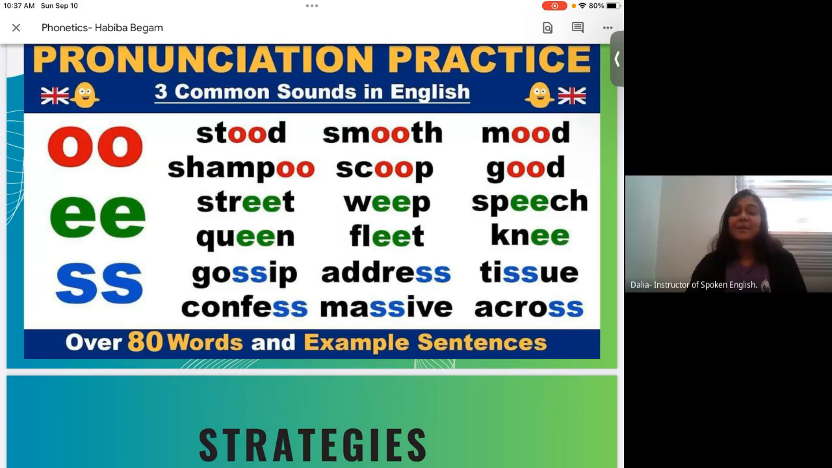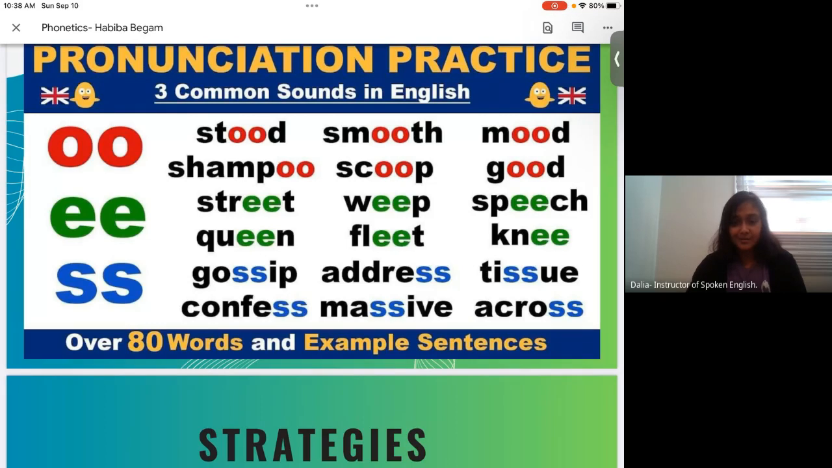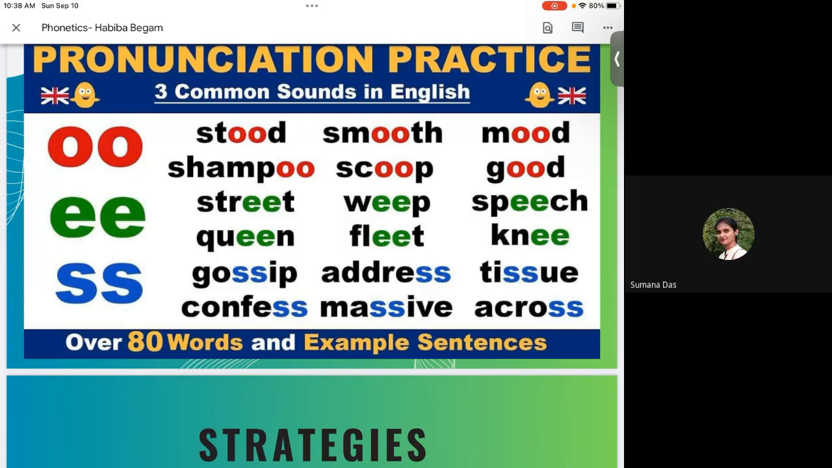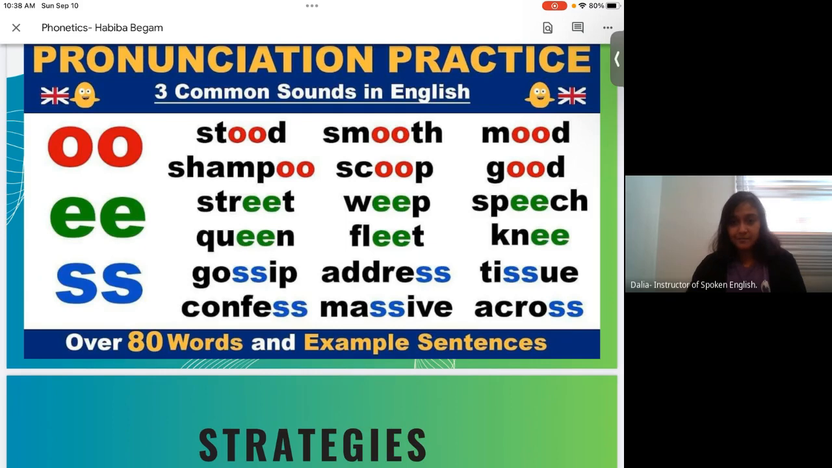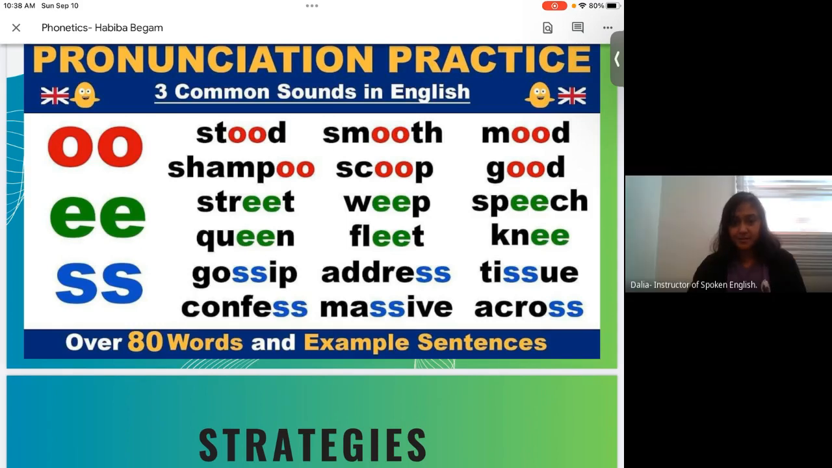Whip, speech. No, speech, speech. Coin, coin, queen, plate, plate, knee, knee, gossip, gossip. Perfect. Address, address, tissue, confess, confess, massive, massive, across, across.